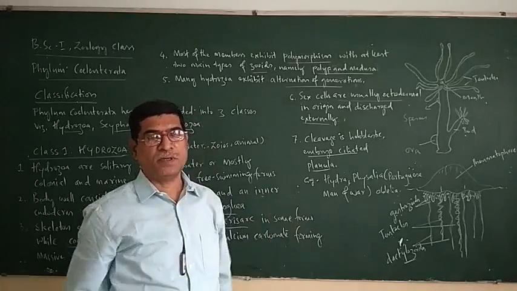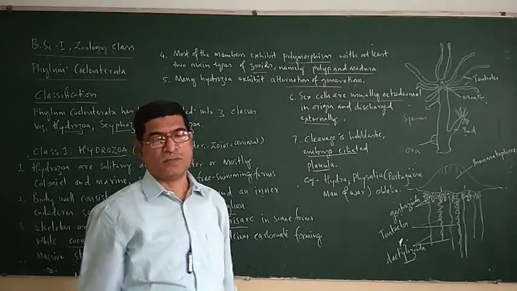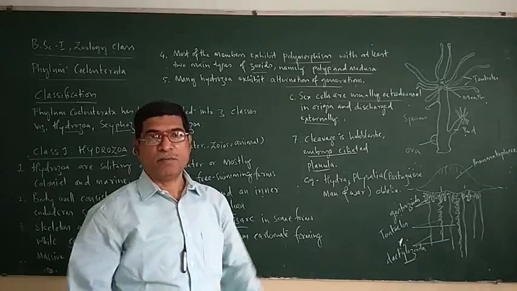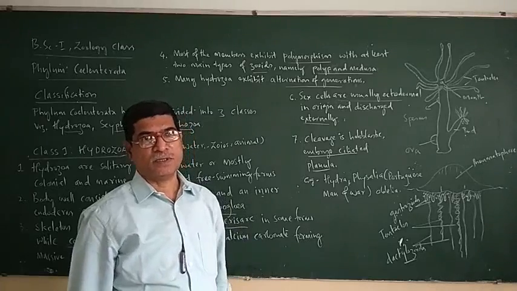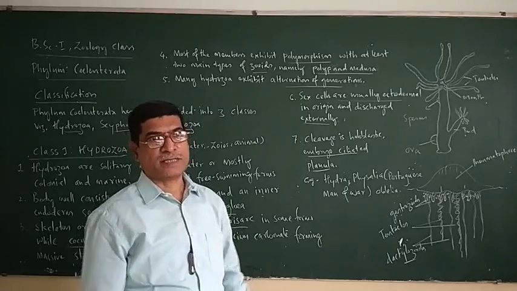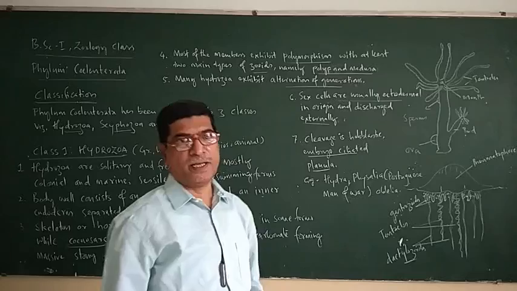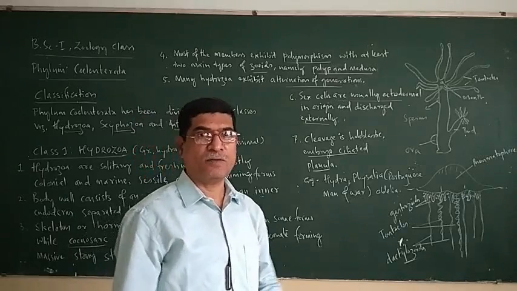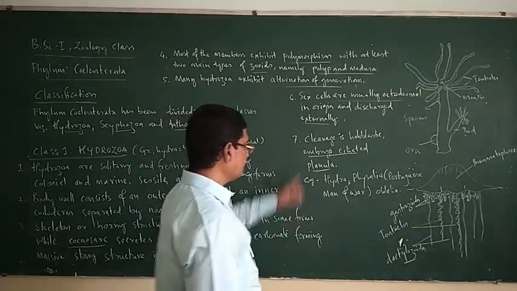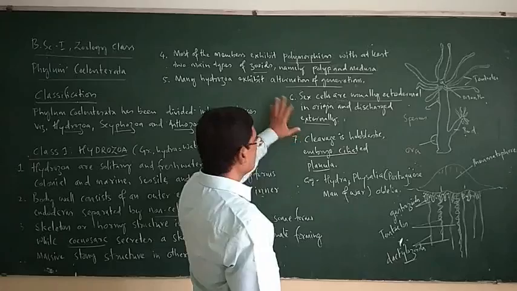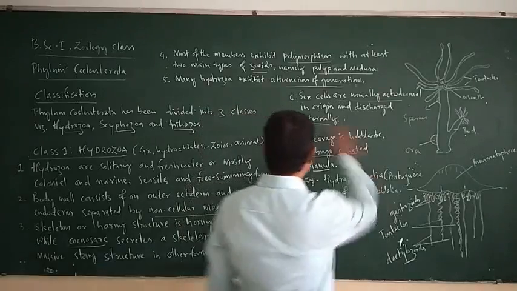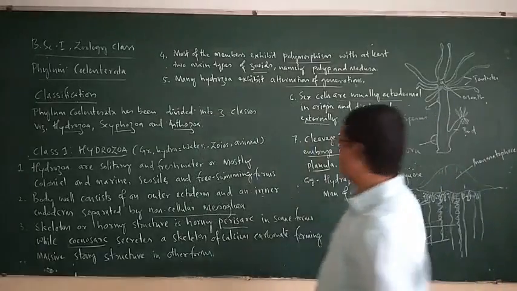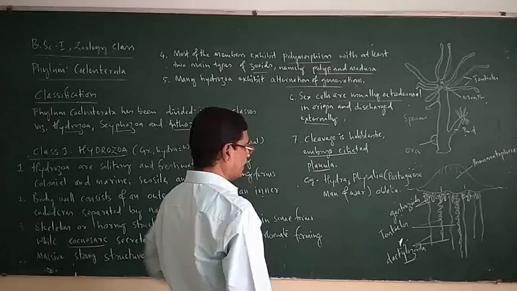Later on, polyp reproduces by asexual method by producing medusae. Medusae become the sexual generation. They reproduce by producing sex cells, because they have gonads. So these are the few characters of class Hydrozoa.